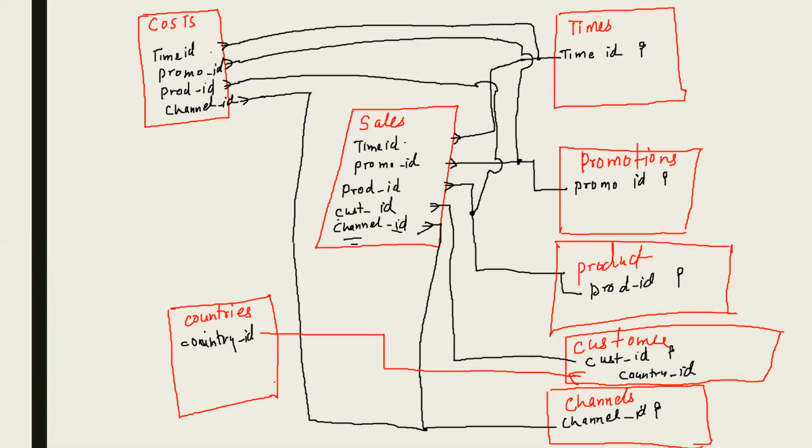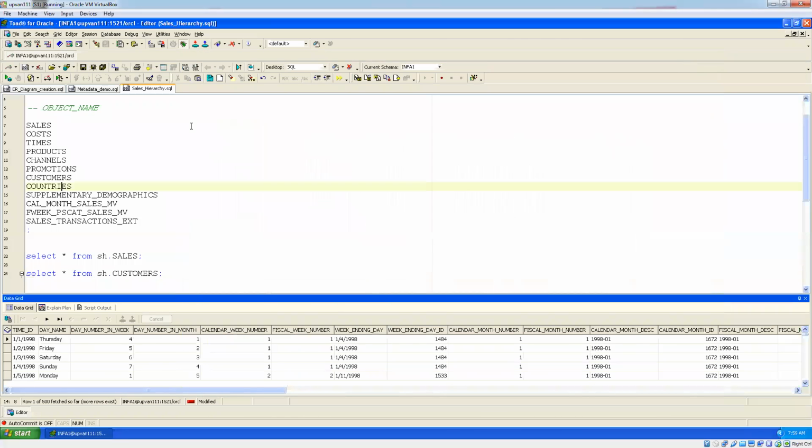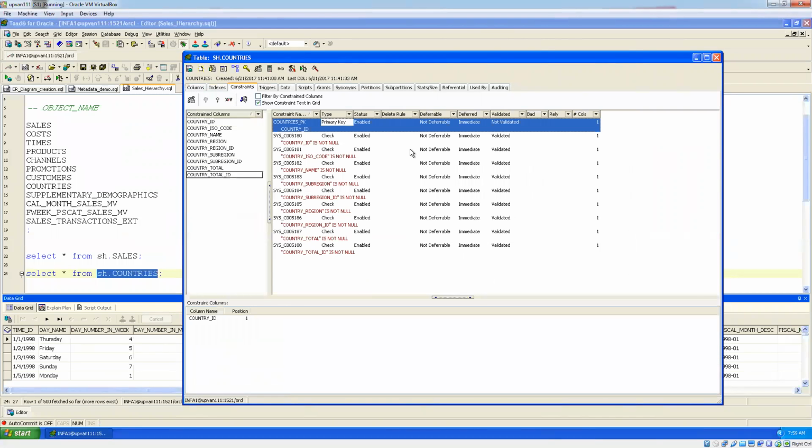Let's look at other tables. Country ID is also the primary key of the countries table, so I'm putting this primary key sign. Let's look at the countries table. The primary key is country ID and there is no other foreign key.